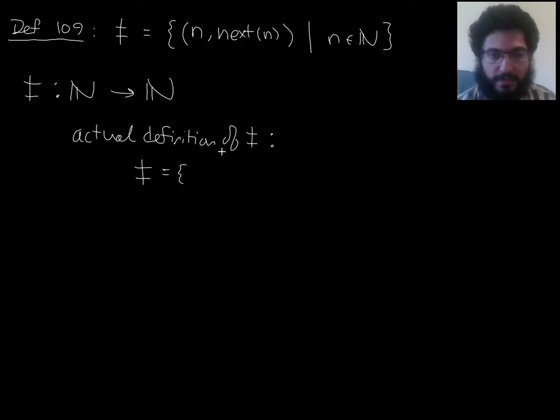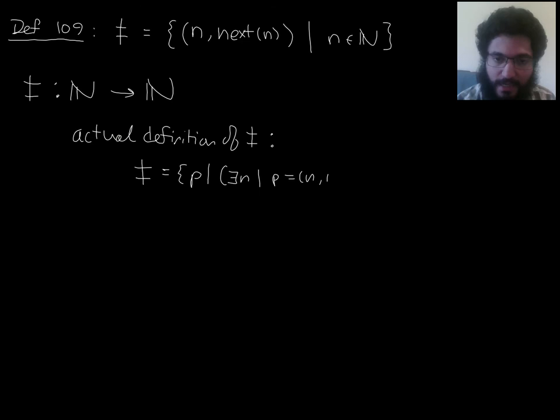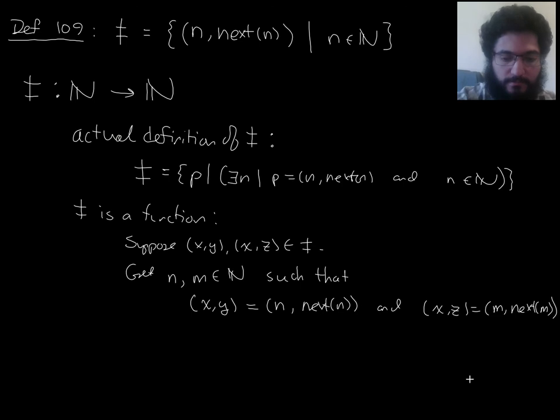First of all, the actual definition of this thing is written in kind of a shorthand, right? Since what you see here behind the bar is not a pure variable. The actual definition is going to be something like this: the set of, let's say, p for pair, such that there exists n such that p is n next n, and n is a natural number. So it's really a shorthand for this. Just to get practice with some of these old ideas, let me quickly put up a proof that this is a function.